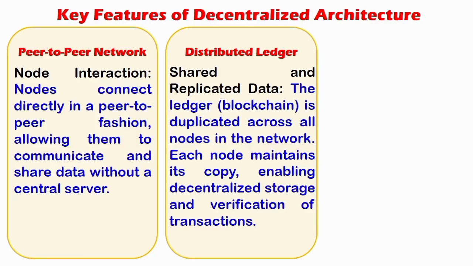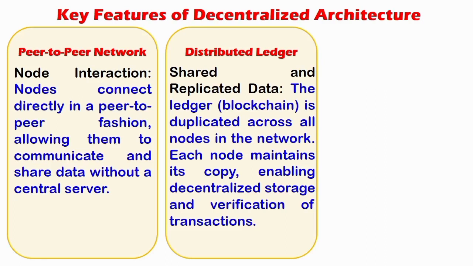Distributed ledger, shared and replicated data. The ledger of the blockchain is duplicated across all nodes in the network. Each node maintains its copy, enabling decentralized storage and verification of transactions.